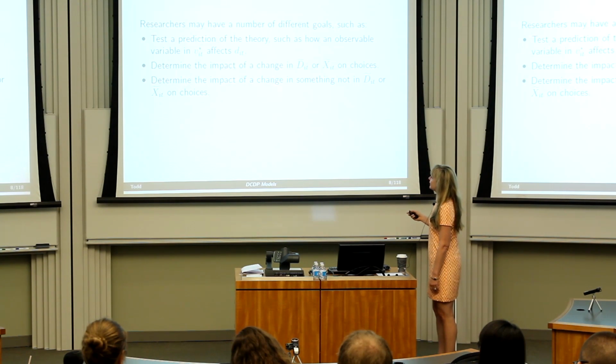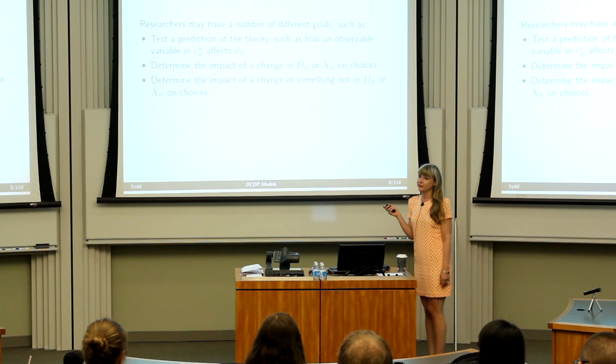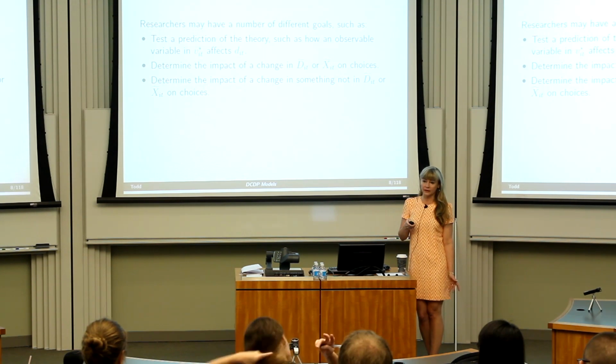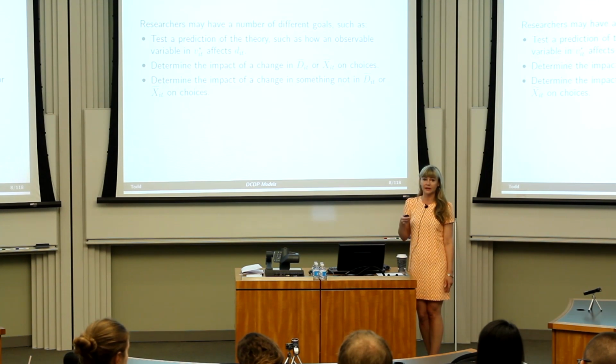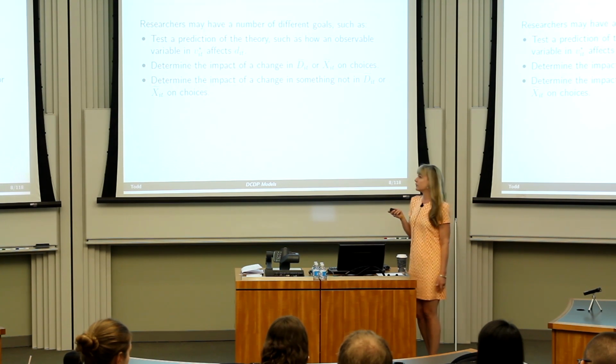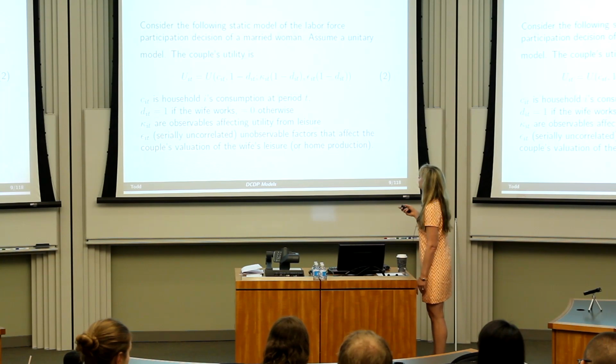Or there may be something else, like a change that's not in D or X. The example that we'll look at is a subsidy, say a child care subsidy, something that affects the budget constraint. It's not directly a choice, but we may be interested in looking at policies that influence other aspects of the model. So there are different types of questions we might be interested in.